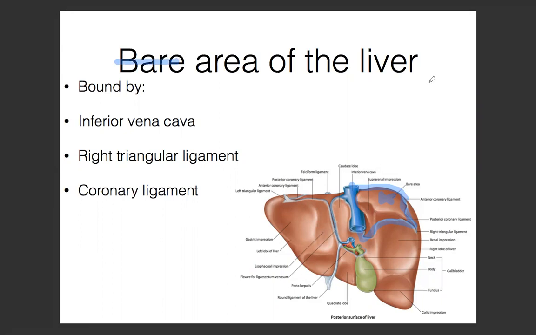That's all you need to know. It's called the bare area of the liver. It has no peritoneum. It's the area that's next to the inferior vena cava. It's bound by the right triangular ligament and the coronary ligament.